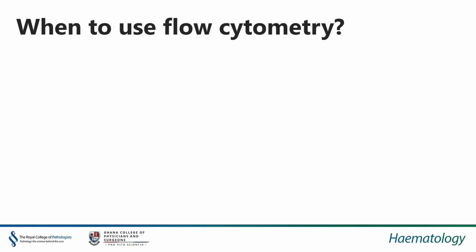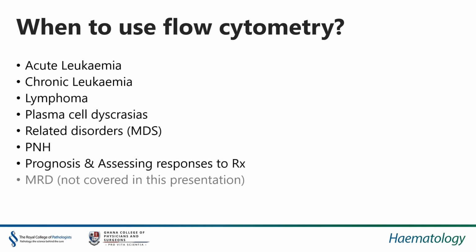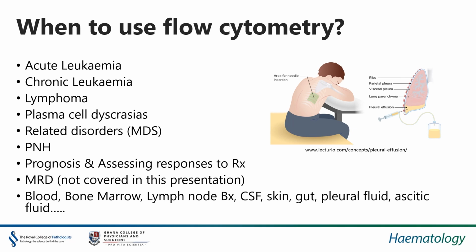So when do we consider flow cytometry advantageous in hematological conditions? Well, it's commonly used in acute leukemias, chronic leukemias, lymphomas, plasma cell dyscrasias, myelodysplastic syndrome and other related disorders such as aplastic anemia and PNH. In addition, flow cytometry can be used for assessing prognosis in certain hematological malignancies, but also assessing responses to therapy, looking for what is now coined measurable residual disease, or MRD.